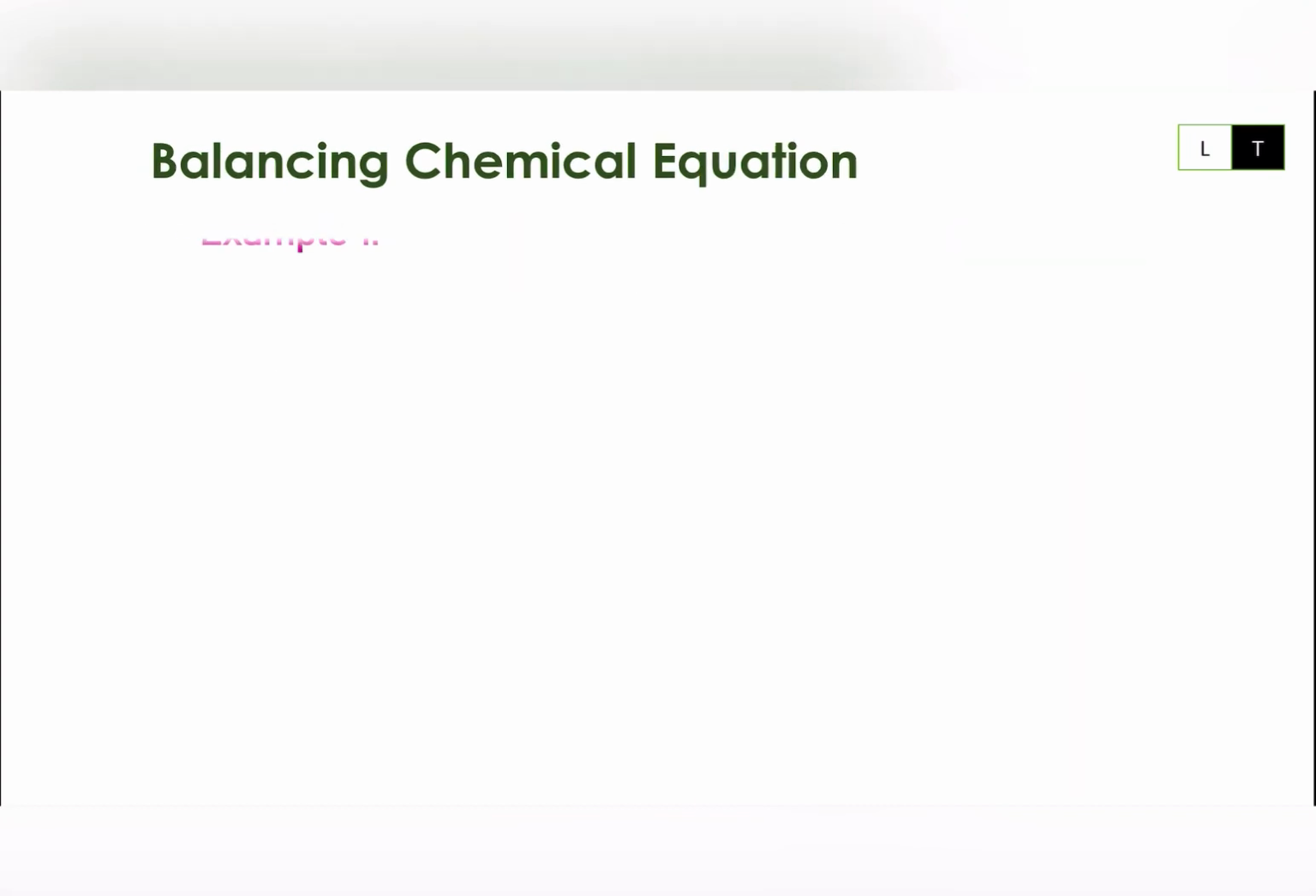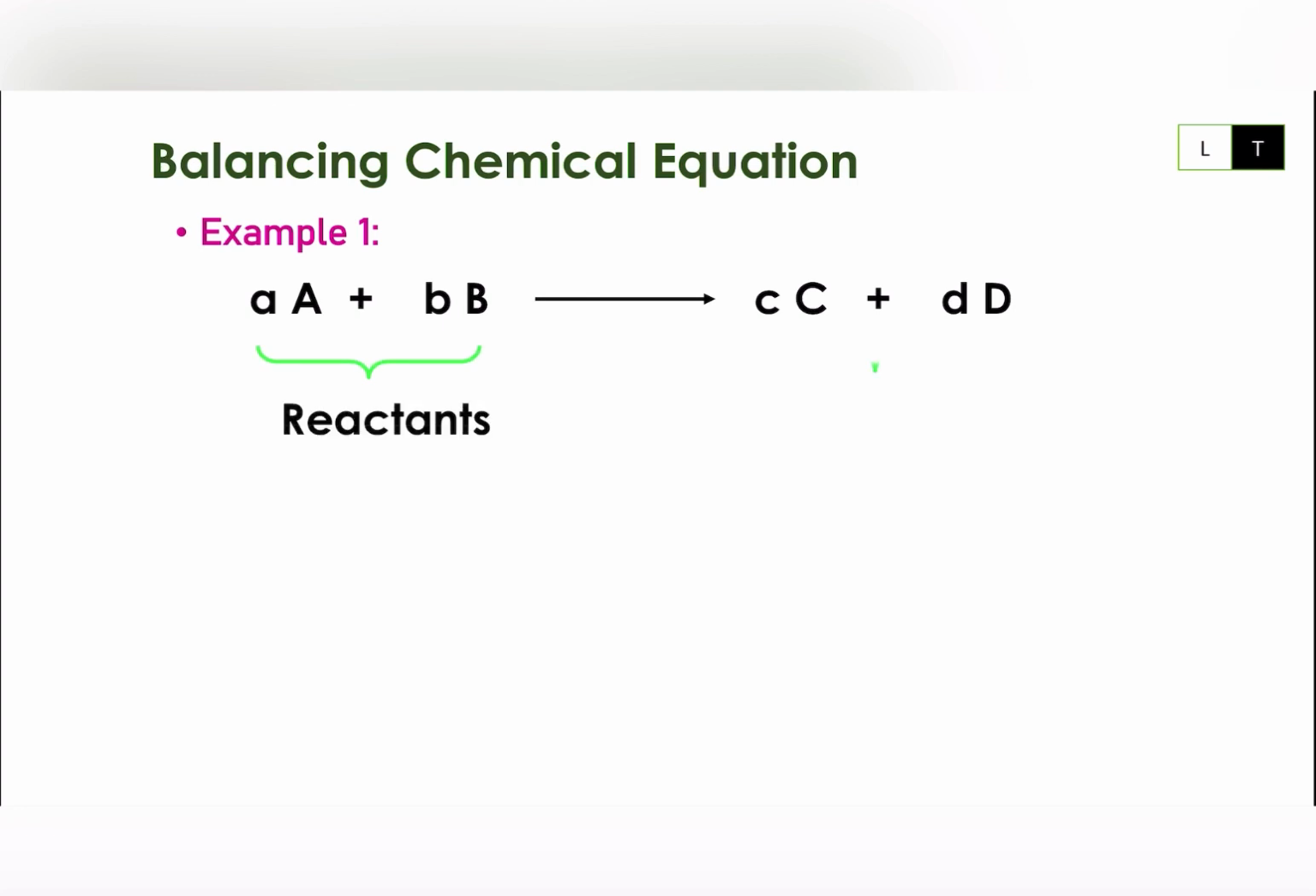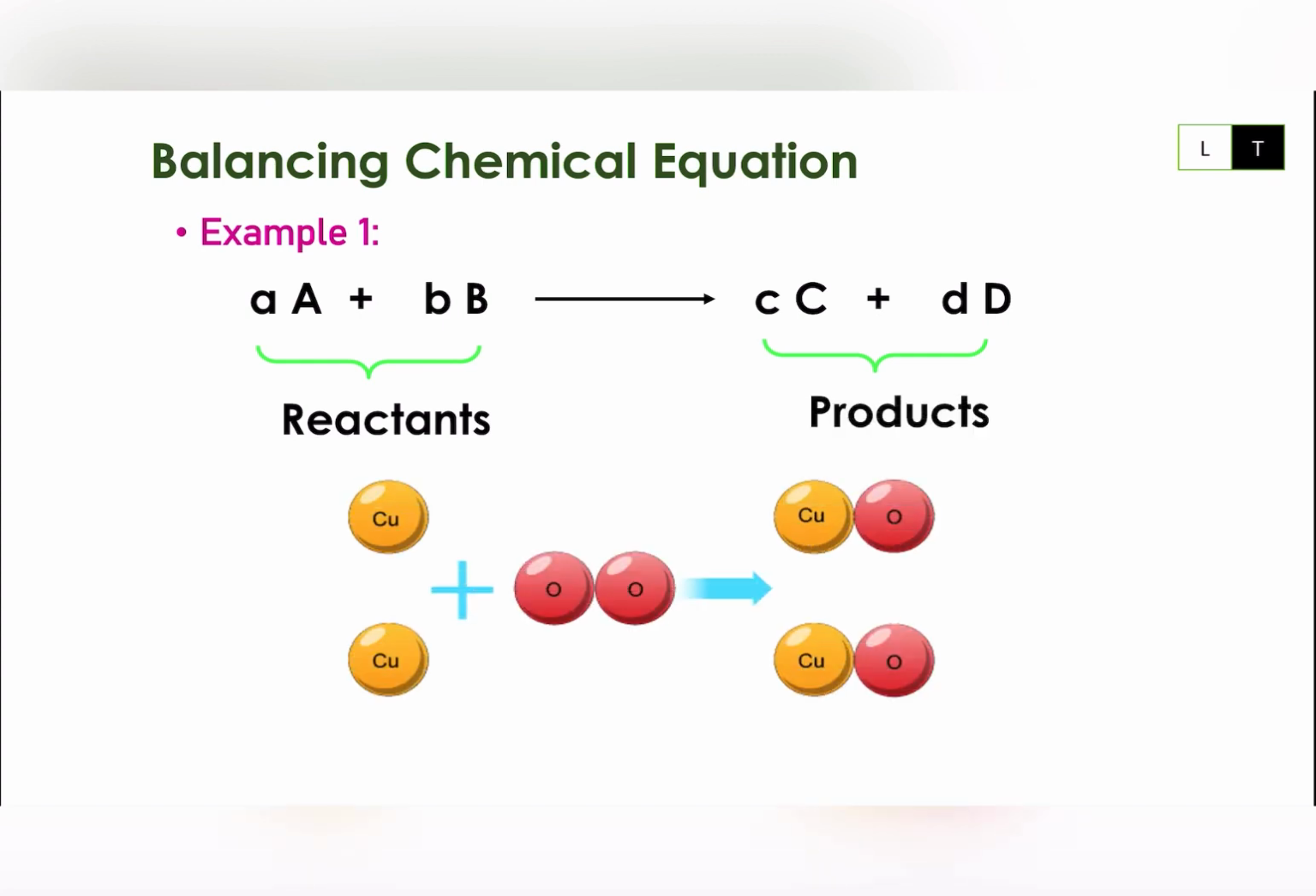For example, I have here example 1, where you got this equation. All of this at the left side, we call it reactants. And all of this at the right side, we call it products. For example, I have copper, 2 of it. 2 copper reacts with oxygen molecules. So all of these are the reactants. And the next one I have CuO, 2 of them. They react together to form my products. So this is the general information about reactants and products in a chemical equation.